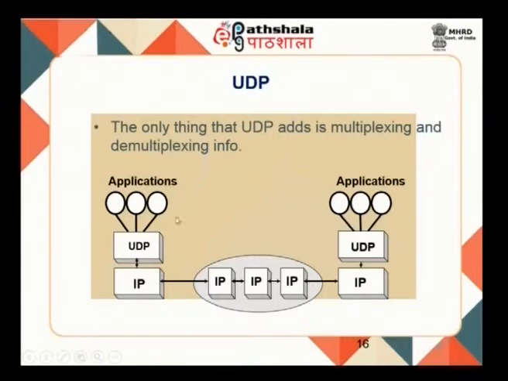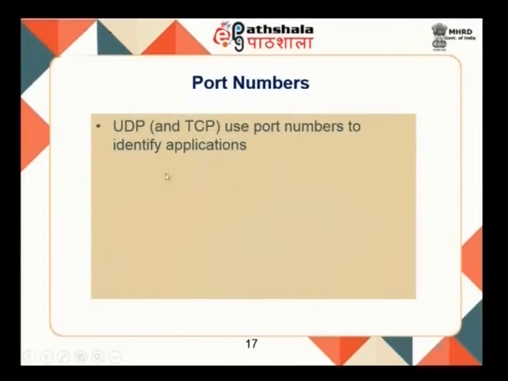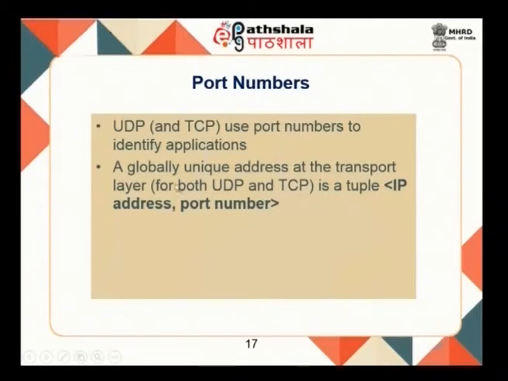So, you have different applications running on top of UDP, and this multiplexing and demultiplexing is done with the help of port numbers. In fact, UDP and TCP both use port numbers to identify the applications. So, a globally unique address at the transport layer for both UDP and TCP is normally considered to be a tuple, that is, the IP address comma port number, the combination of the IP address and port number.